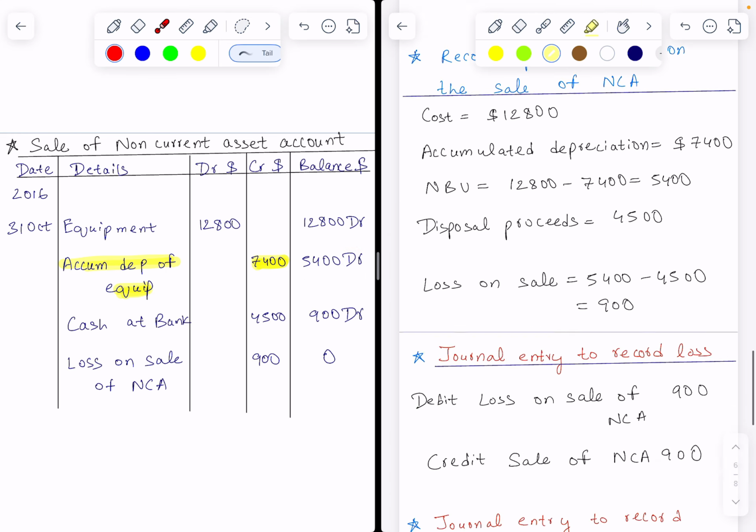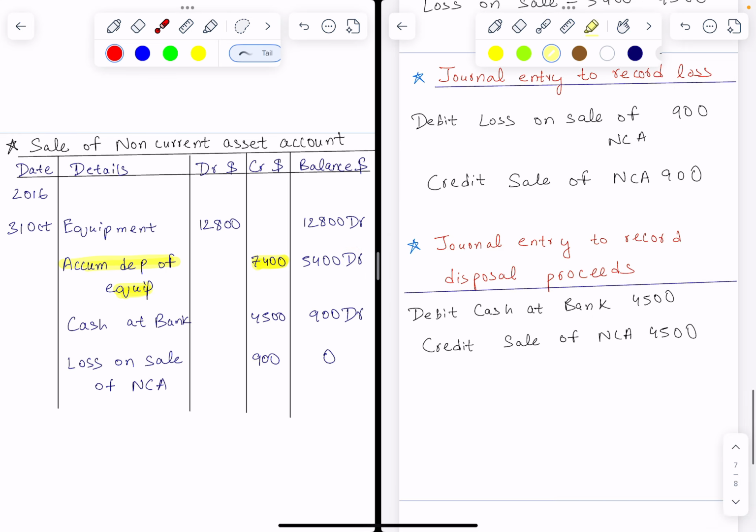Next, we want to record the disposal proceeds, which is the amount we have received by selling this asset. We know that we have sold this asset for a check of $4,500, which is increasing our bank balance. So we are crediting the sale of non-current asset by $4,500, right? So therefore, $4,500 is here recorded on the credit side, with the relevant cross-reference obviously being the cash at bank account that's included in the details column. So 4,500 credit now gets subtracted from 5,400 debit, which leaves us with $900 debit.